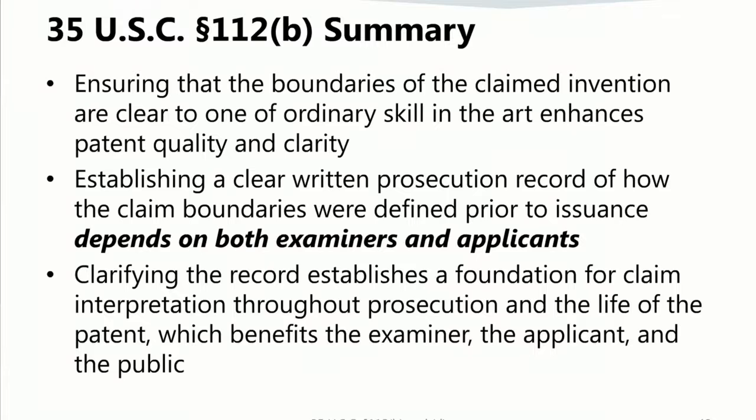To review, here are some key points to remember about 112b. Ensuring that the boundaries of the claimed invention are clear to one of ordinary skill in the art enhances patent quality and clarity. Establishing a clear written prosecution record of how the claim boundaries were defined prior to issuance depends on both examiners and applicants, and clarifying the record establishes a foundation for claim interpretation throughout prosecution and the life of the patent, which benefits the examiner, the applicant, and the public.